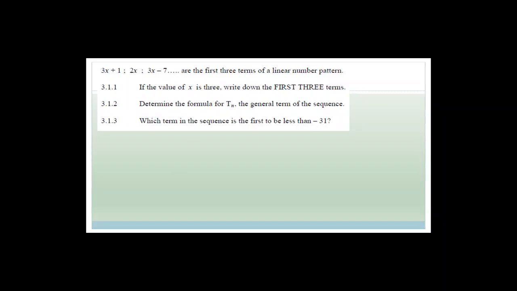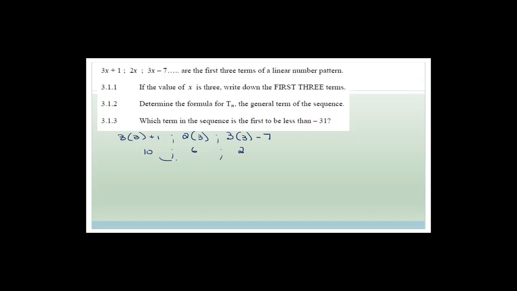Right, now. Okay, so now we're moving on to sequences and series. We've got 3x plus 1, 2x, and 3x minus 7 are the first three terms in the linear number pattern. If the value of x is 3, write down the first three terms. Okay, so then it's going to be 3 times 3 plus 1, 2 times 3, and 3 times 3 minus 7. 3 times 3 is 9, plus 1 is 10. 2 times 3 is 6. And 3 times 3 is 9 minus 7 is 2.